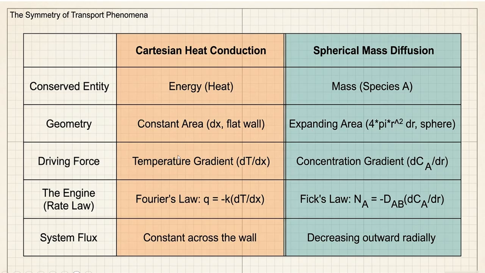Driving force in case of heat conduction: temperature gradient dT by dx is the driving force, whereas in case of mass diffusion, concentration gradient is the driving force, dCA by dr. Rate law in case of heat conduction, as I said, Fourier's law of conduction is used, and in case of mass transfer, Fick's law of diffusion is used. System flux is constant across the wall in case of Cartesian coordinate systems, and in case of spherical coordinate systems, it decreases outwards radially.